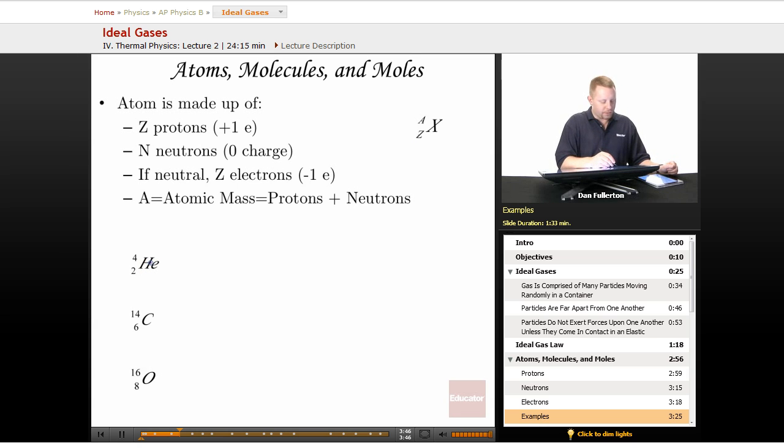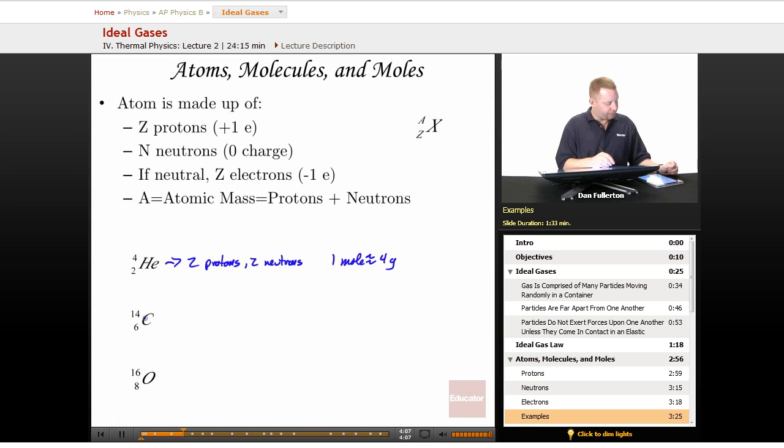Here we have 2 for helium. That means that we have 2 protons. We have 4 protons and neutrons, which means we must have 2 neutrons. And 1 mole of helium is approximately 4 grams.